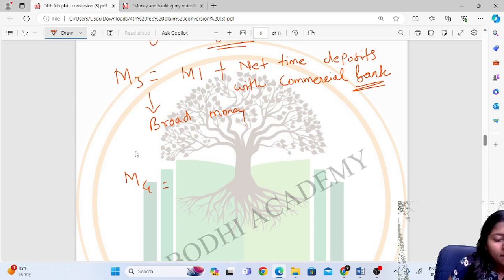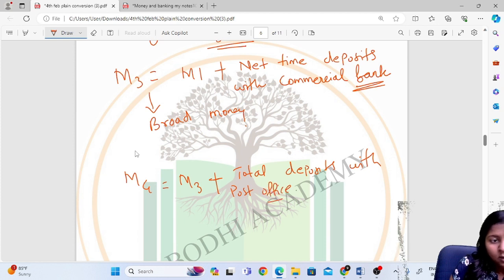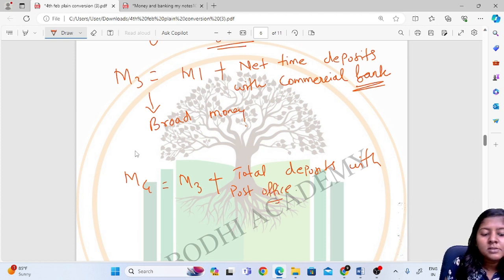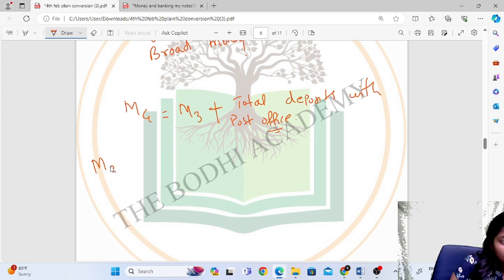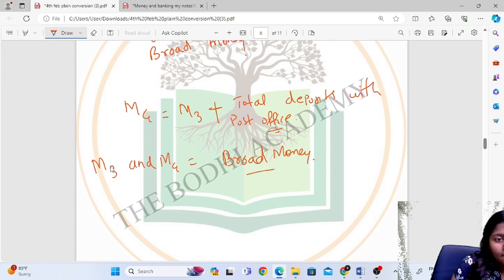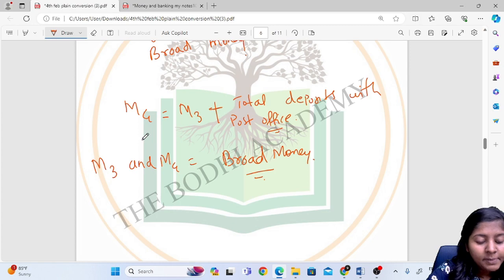M4 includes M3 plus total deposits with the post office. So this is called M4, total deposits with post office. So M3 and M4 are called broad money. So these are some of the measures of money supply.